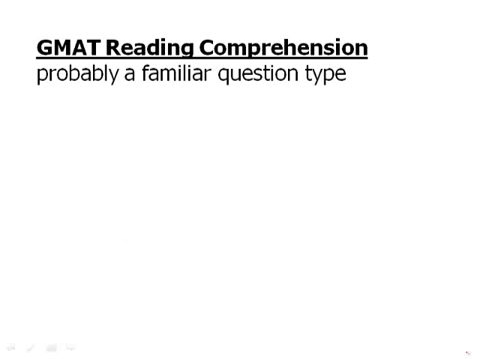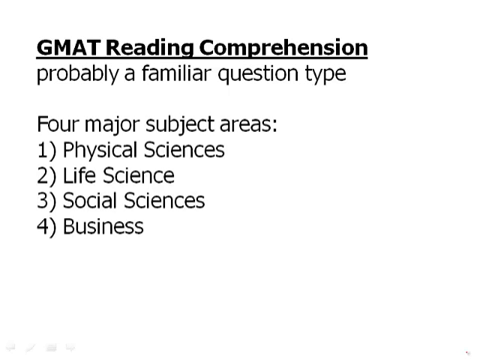What's on these 3 types? Well, reading comprehension is probably the most familiar question type. In other words, you're going to get a passage, then you're going to get questions about the passage. Why did the author mention such and such? What is the main idea? That sort of thing. The 4 major subject areas are physical science, life science, social sciences, and business. So if you're going to do some reading on your own to prepare for this, these are the types of subjects you should be reading.